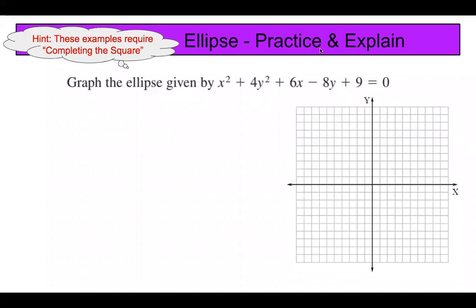Hello, everybody. This is a video example of how to graph an ellipse and identify its features given the general form of a conic section. So I suppose the first place that would make sense to start would be, how do you even know this is the equation of an ellipse at all?